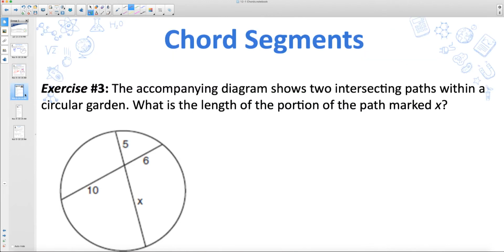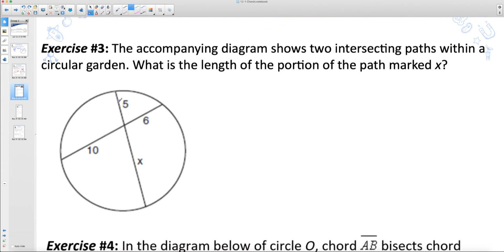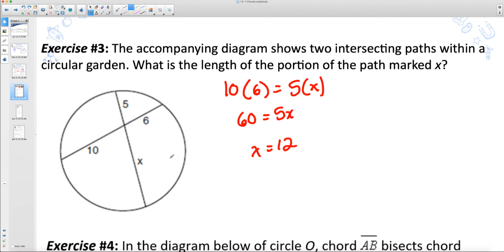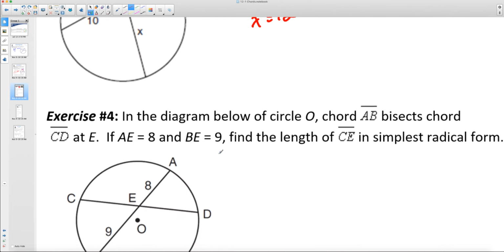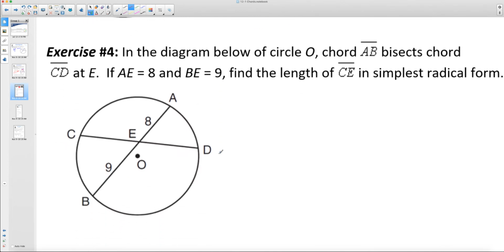Now that we know this proof and we know that rule, let's go ahead and answer some pretty basic questions. So this would be 10 times 6, piece times piece equals piece times piece. So we get 60 equals 5x, x equals 12. Okay, moving on here, a little bit different.